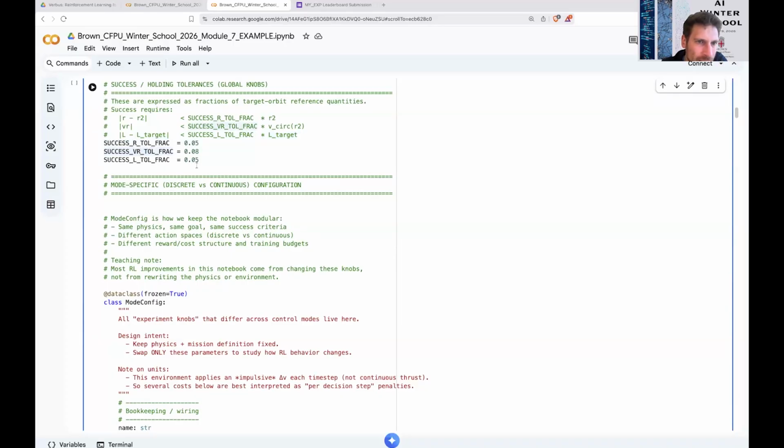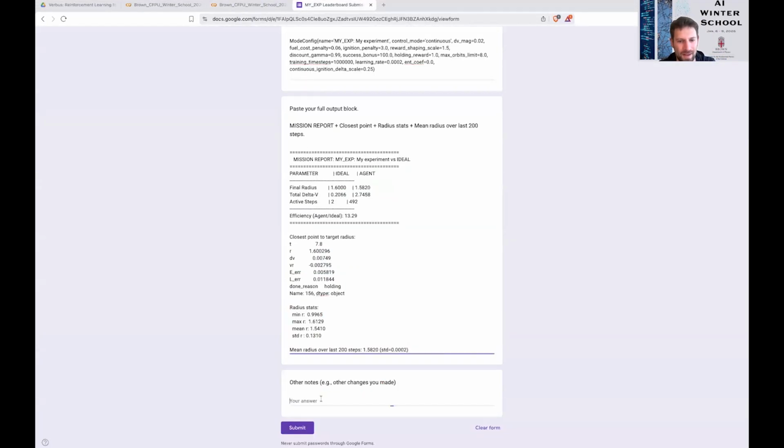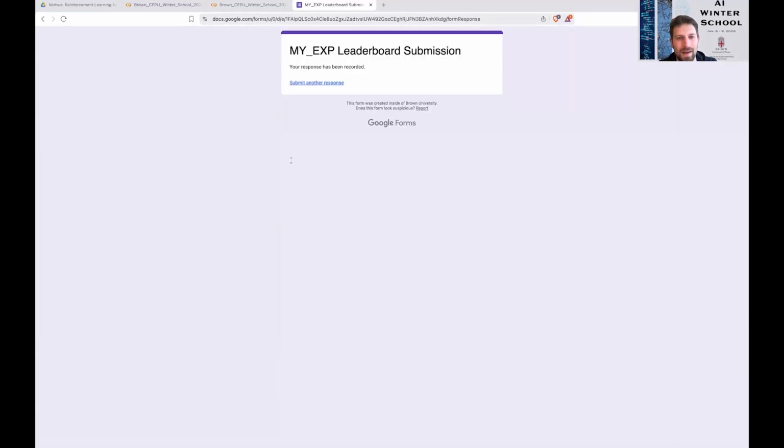So these are sort of global knobs. For example, if you wanted to experiment with very fine success tolerances, you could change them here. Then you can paste in those numbers here to note what changes you made, and then you can just submit.